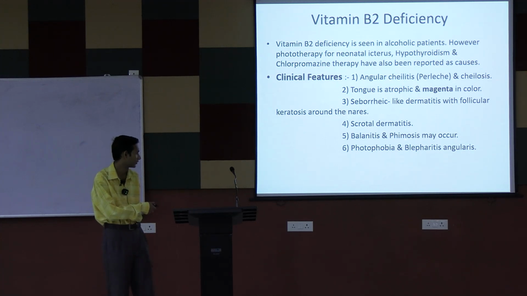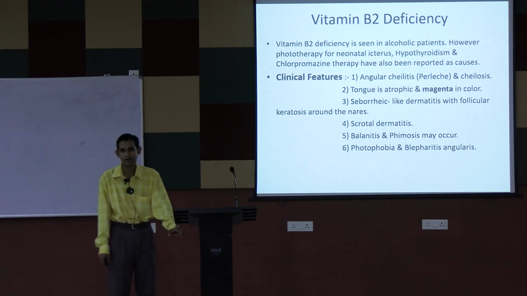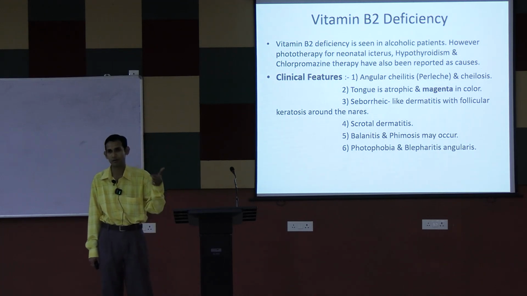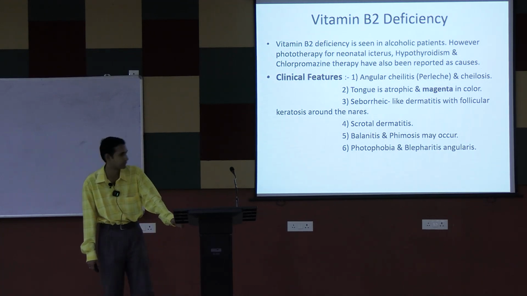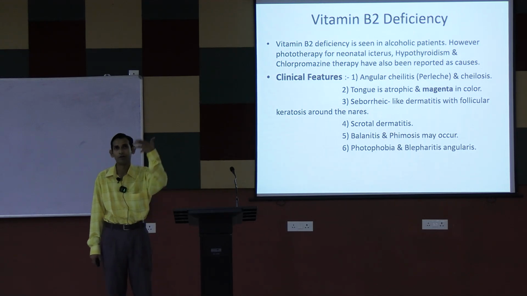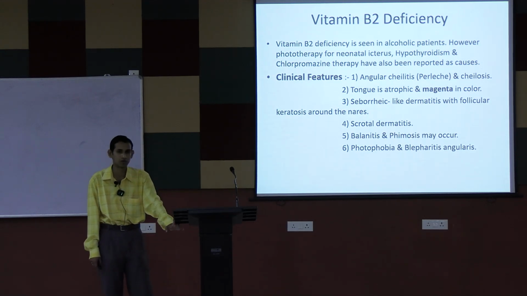Balanitis and phimosis can also develop. What is balanitis? Balanitis means inflammation of the glans penis. What is phimosis? Failure of retraction of the prepuce beyond the corona glandis is known as phimosis. And also there is photophobia, where the patient can't tolerate bright light, and angular blepharitis can also occur.